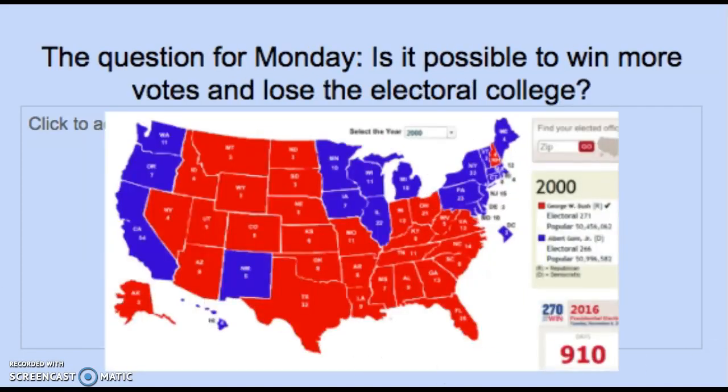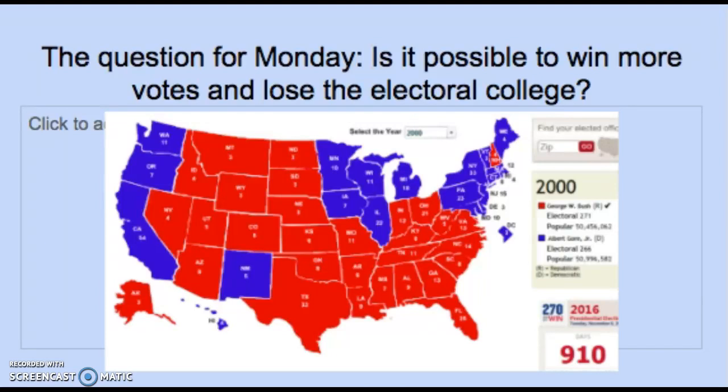All right, last slide. This is the question for Monday. You don't need to write this one on the piece of paper. This is just one that we're going to have to think about on Monday. The question for Monday: is it possible to win more votes and lose the Electoral College? Well, yeah. The short answer is yes. On Monday, we're going to look more at why, right?